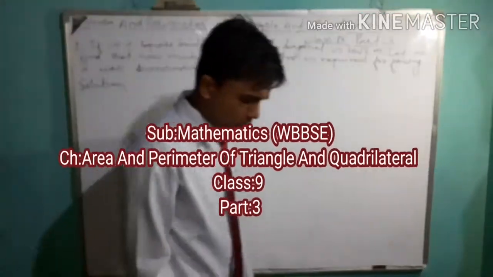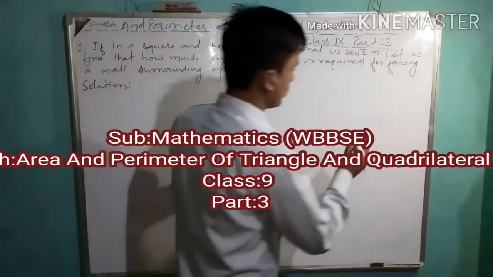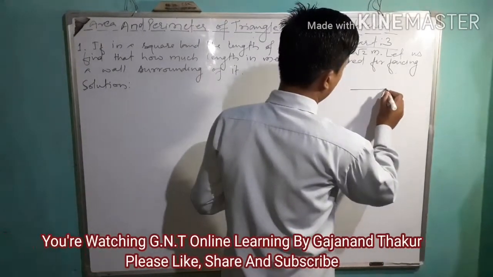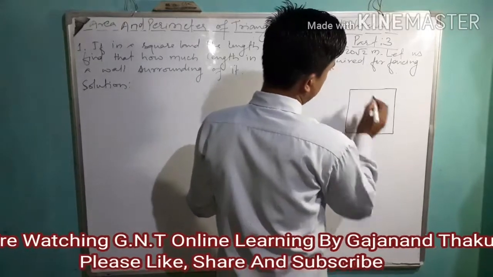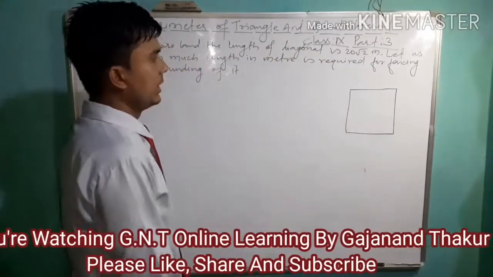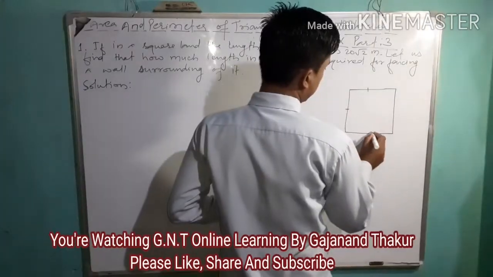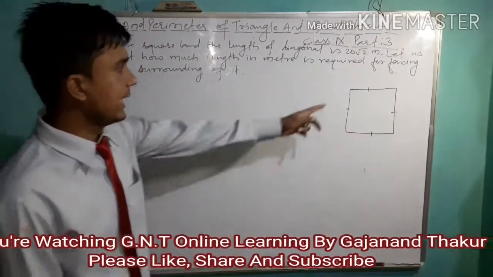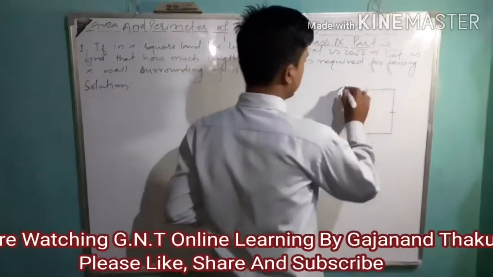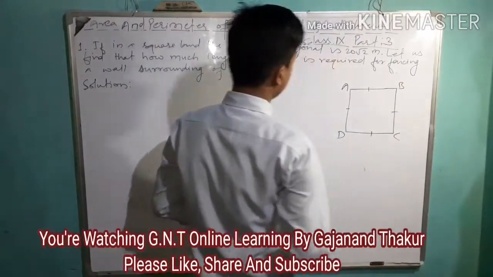So here we are given a square. Let's take a piece of land which is square in shape. As we know, in a square all sides are equal. So let's name it A, B, C and D.